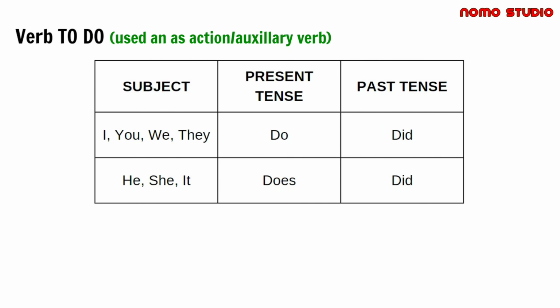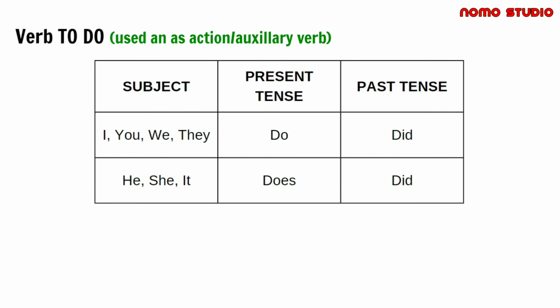So as what we can see in the table, do ang gagamitin kapag present at saka yung subject of the sentence is I, you, we, and they. At kapag ang subject ng sentence is he, she, and it, ang gagamitin naman po ay does. This also means we cannot use do and does interchangeably. Dapat tama talaga kapag I, you, we, and they, dapat do lang kung present. At saka kapag he, she, and it naman ang subject, does lang talaga ang pwedeng gamitin kapag present.